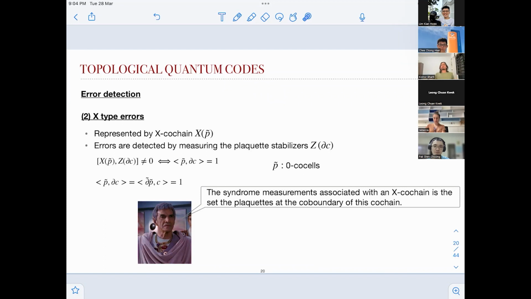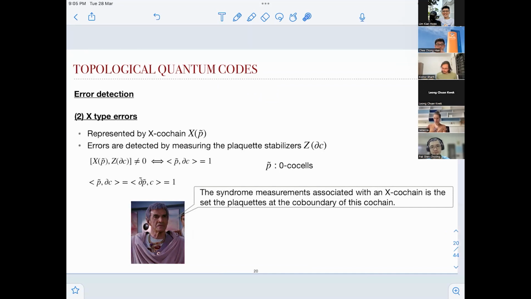And you can ask the question: given a boundary, there can be multiple chains or cochains which connect them. So how do we know which error has occurred? That's the problem, and when we discuss decoders, we will try to understand it.